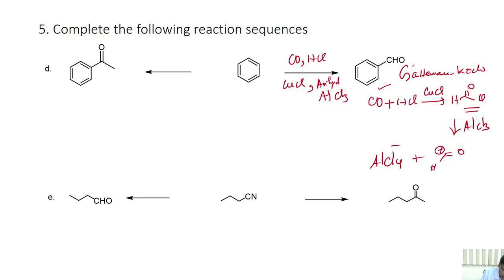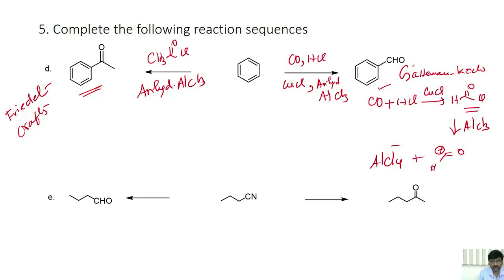Similarly, here you can try to react with acetyl chloride in the presence of anhydrous aluminum chloride, and you will be able to form acetophenone as a product. This is known as Friedel-Crafts reaction, Friedel-Crafts acylation reaction. Whenever you have the acid chloride, when you try to react with Lewis acid like anhydrous aluminum chloride, you will be able to form the acyl carbocation, which can undergo aromatic electrophilic substitution to give ketone as the product.